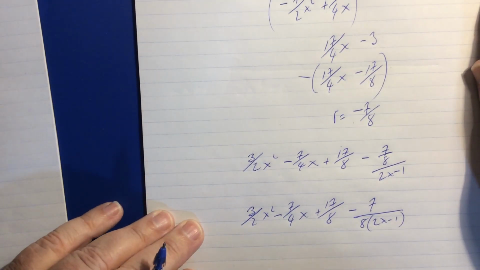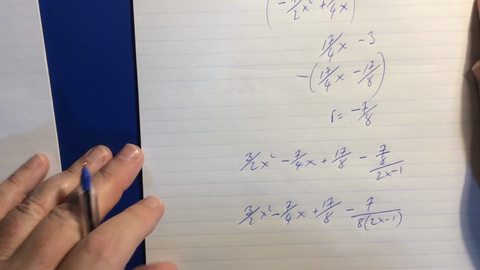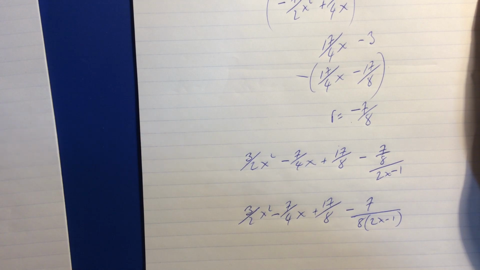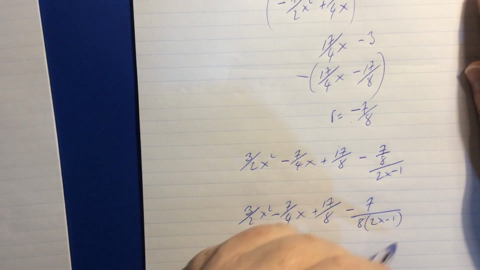So, long story short, if you want to divide 3x cubed minus 5x squared plus 6x minus 3 by 2x minus 1, this is one way to do it. And what you see down here is your answer.